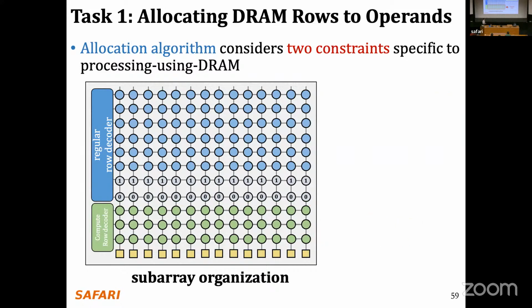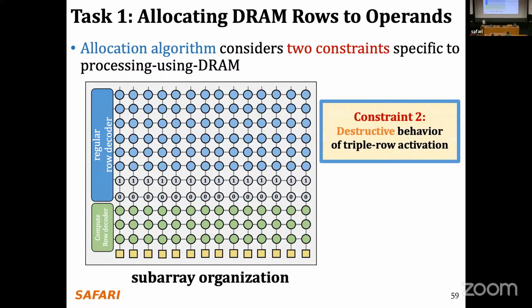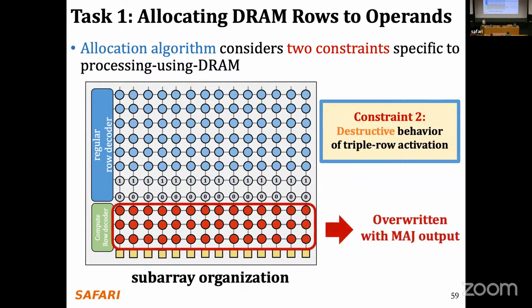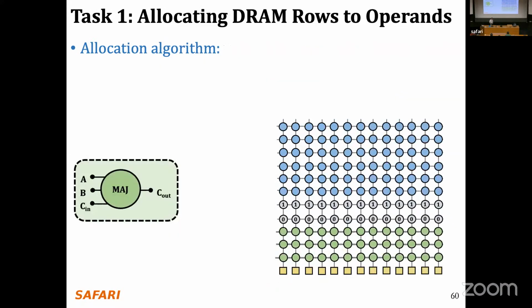initial circuitry. The second one, which was mentioned before, is that when you do a processing-using-DRAM operation, this is going to destroy the initial input data that you have stored in the DRAM rows. If you activate 3 rows at the same time, at the end of the operation, the 3 rows are going to have the output of that majority gate implementation. So you lose the data, basically. So you also need to take that into account.